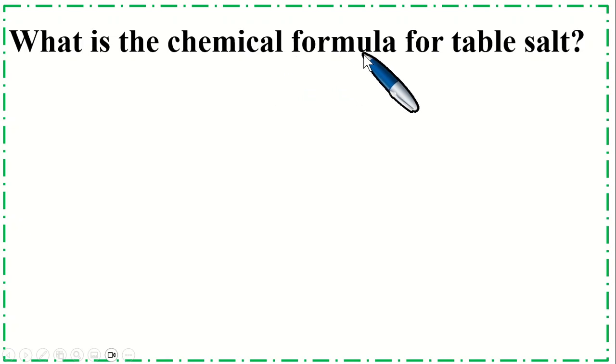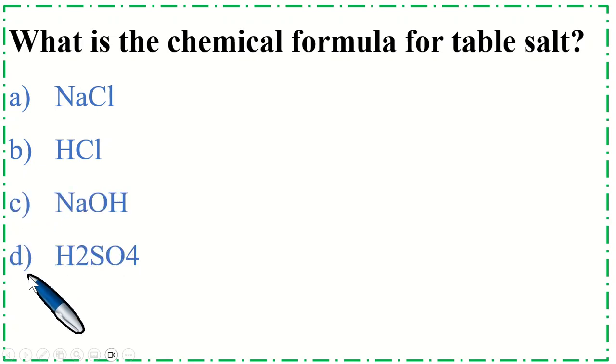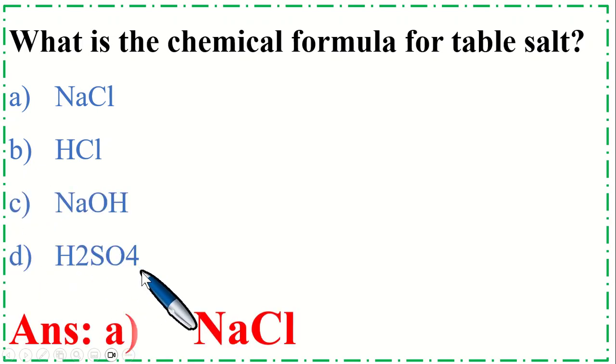What is the chemical formula for table salt? Option A NaCl, B HCl, C NaOH, and option D H2SO4. So the correct option is A NaCl.